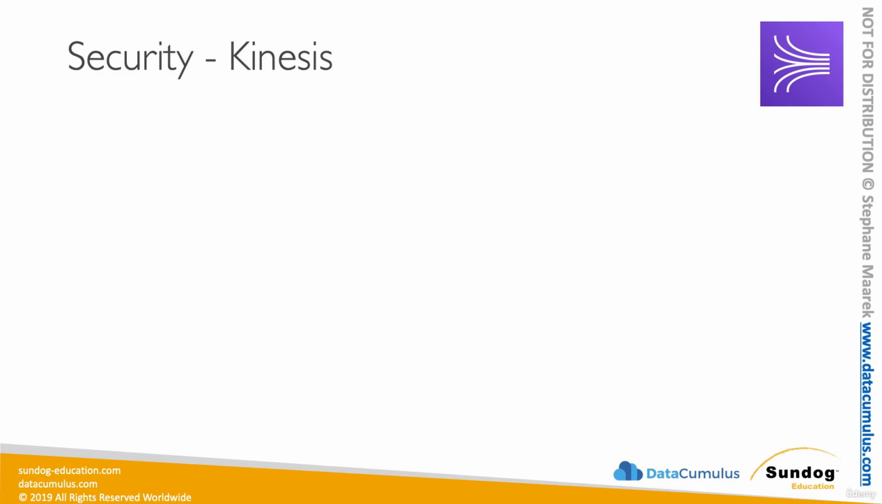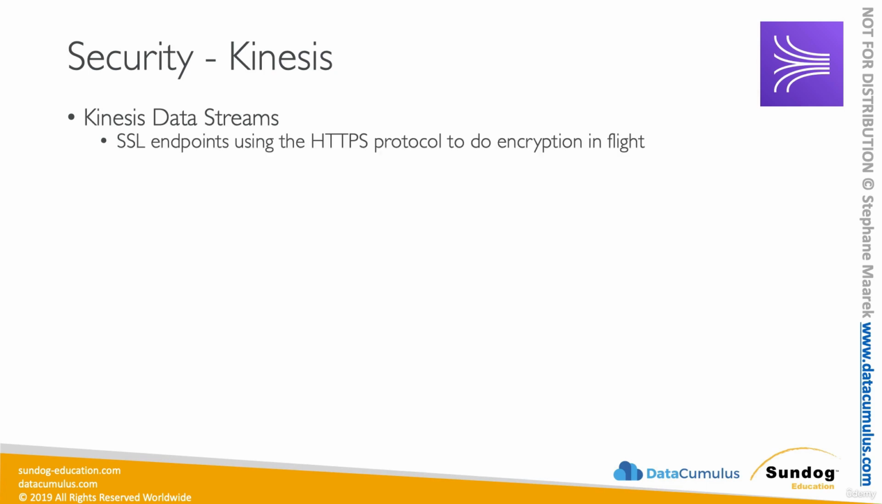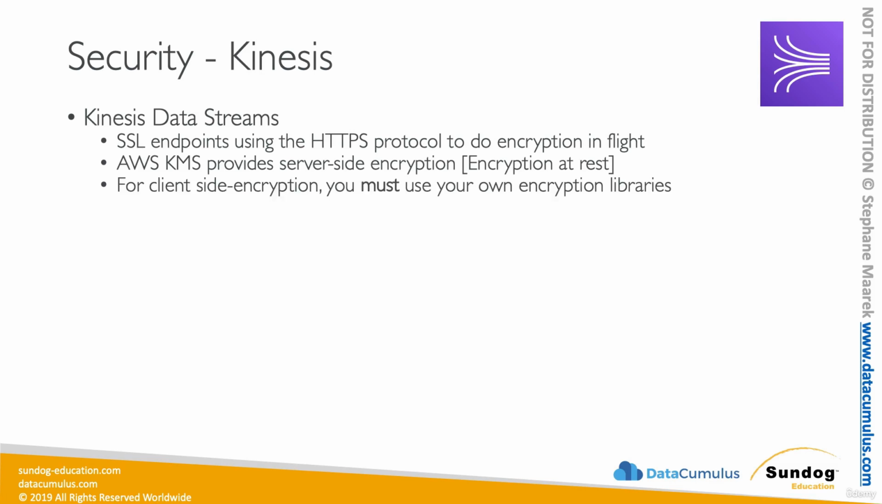First, Kinesis is comprised of Kinesis Data Streams, and Kinesis Data Streams has SSL endpoints, so we can use the HTTPS protocol and do encryption in flight. That means sending the data to Kinesis securely. There's also KMS integration to provide server-side encryption, and that gives us encryption at rest. On top of it, we can do client-side encryption, but we must use our own encryption libraries. There's no support for it in the Kinesis service, and we would need to use the KPL, the producer library, to do so, but we would also need to provide the encryption on our own.